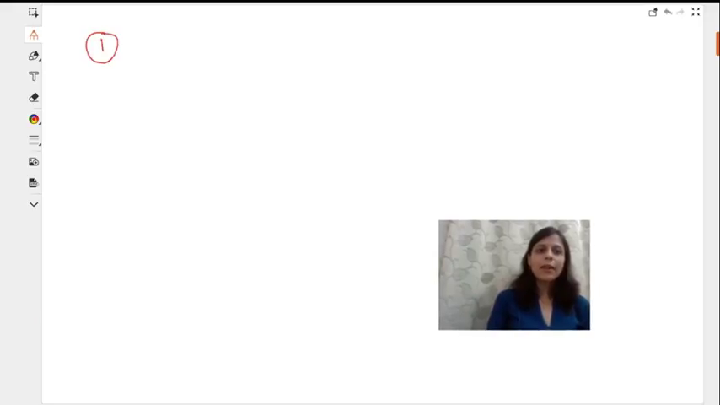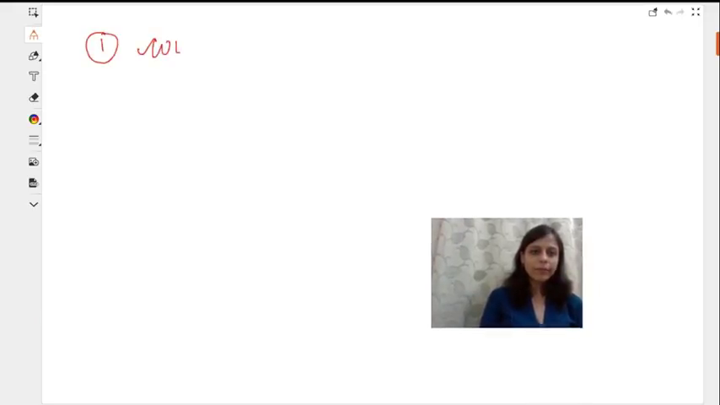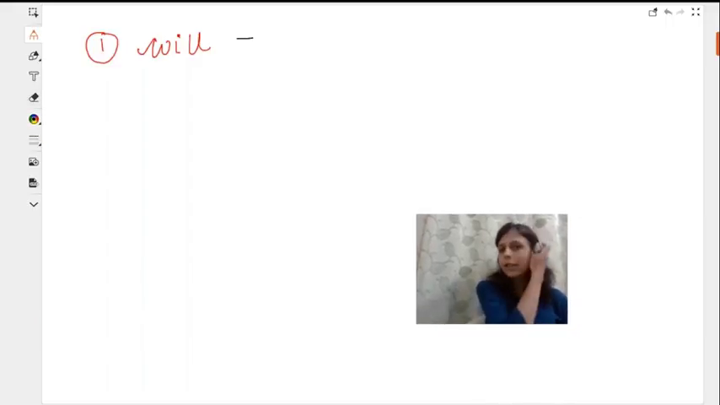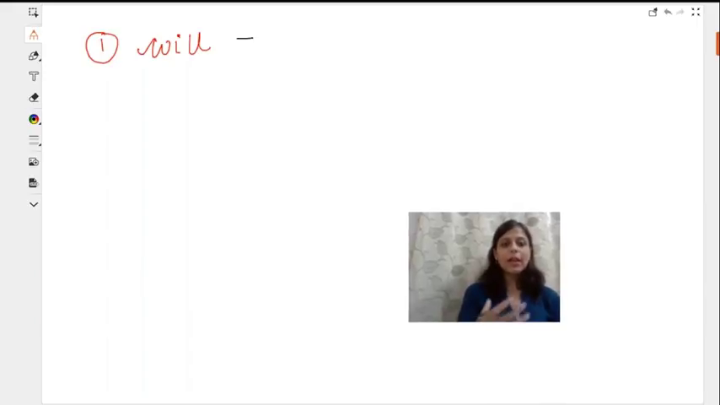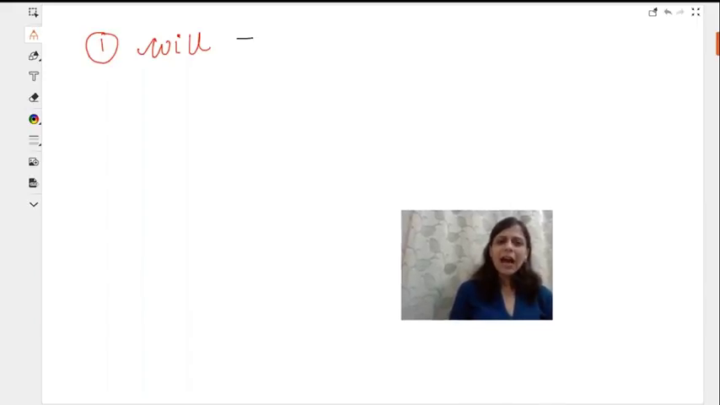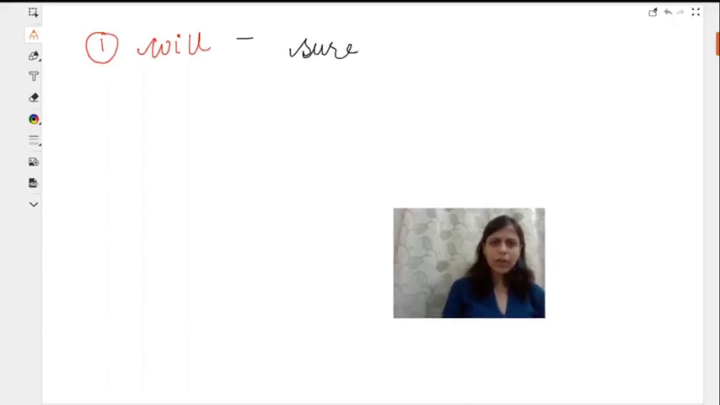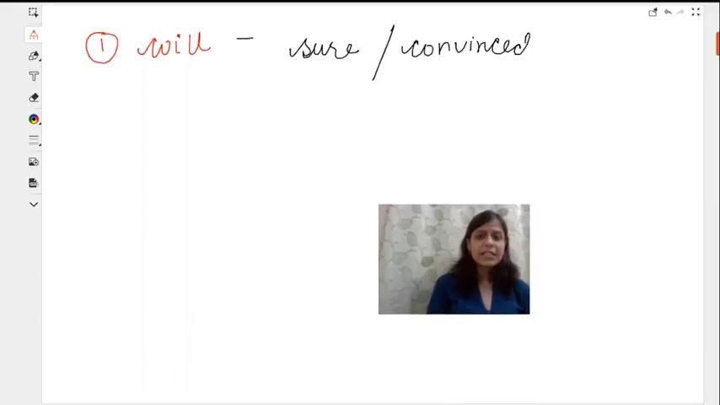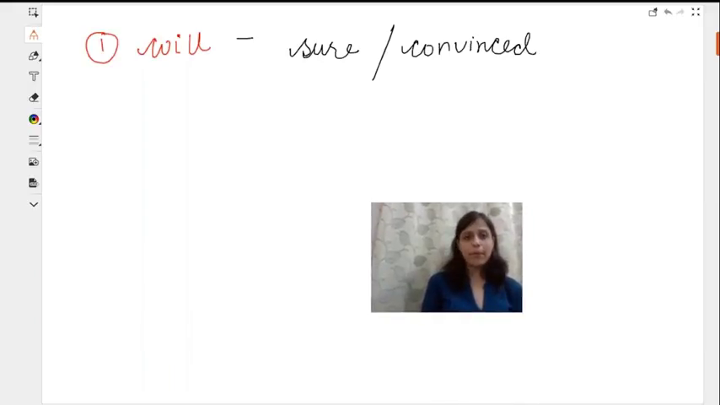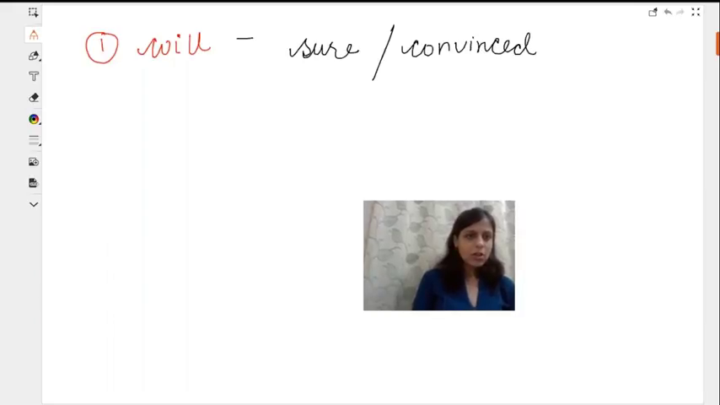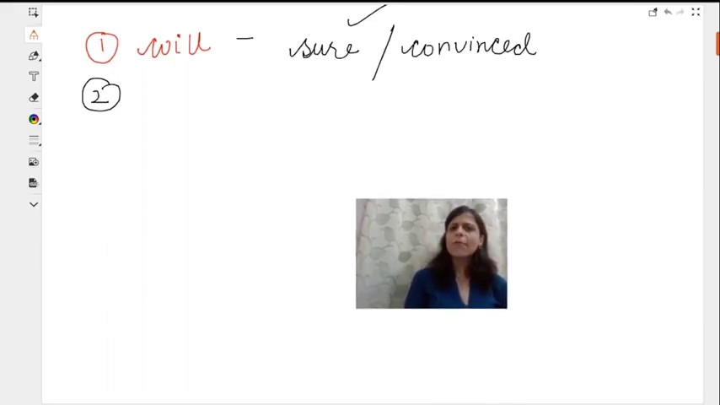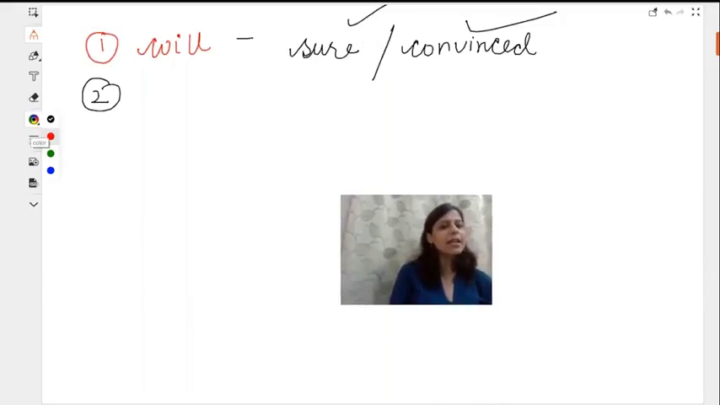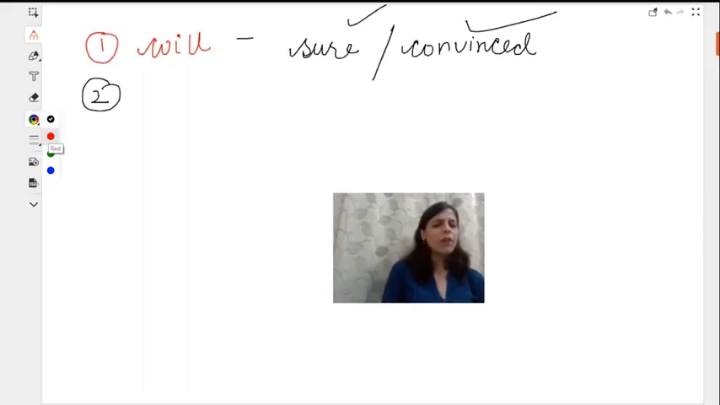Number 1, when do I use will? This is the first modal I'm going to talk about, and I'm going to give you this trick. Where do we use will? I use will when I am very sure about something, when I am convinced that this is going to happen, right? When I am very sure, very convinced, I use the modal will. I'll justify the statement later. Let's first just get a brief idea about it.